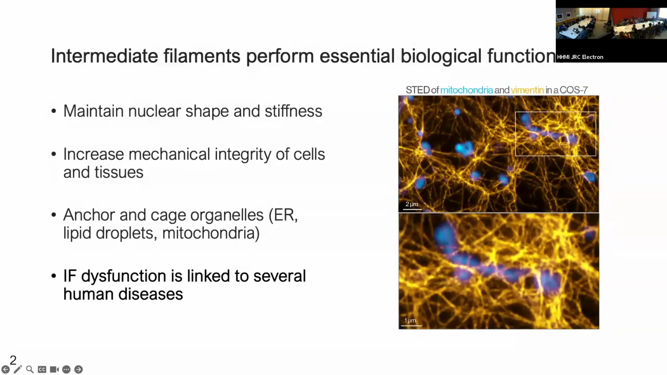Unsurprisingly, given their wide expression and their important biological functions, IFs are really important for human health, and dysfunction in intermediate filament genes has been linked to several human diseases. Specifically, there are some genetic mutations that lead to skin blistering disorders and cardiomyopathy. But even outside of direct IF mutations, we're finding that lots of different diseases, like cancers or traumatic brain injury, are characterized by defects in the organization of intermediate filaments like neurofilament, vimentin, or GFAP.